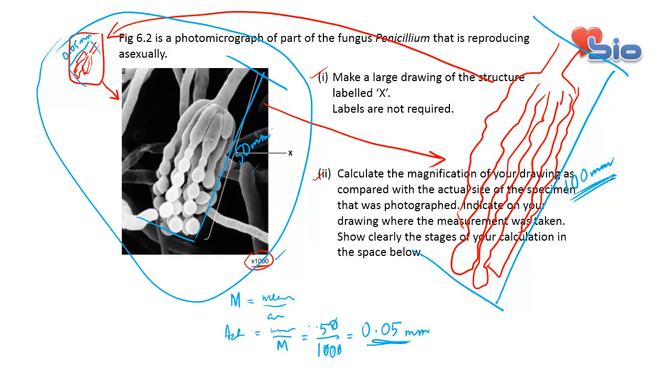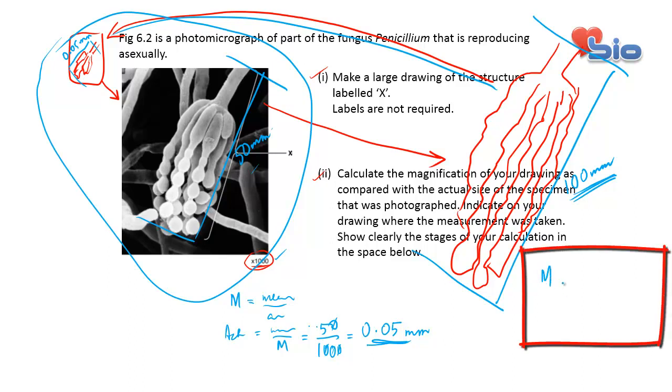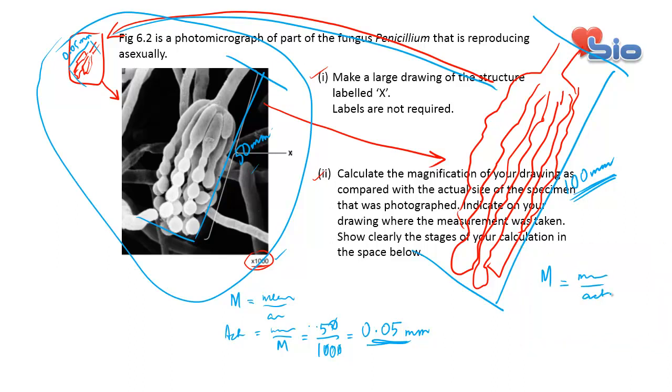You've got to now calculate this magnification, which means the second set of working will be magnification is equal to measured upon actual. This time, remember, measured is 100 and actual is of the original object, which is 0.05, which gives us 2000, or our magnification is times 2000. That is the magnification of our drawing as compared with the actual size of the specimen. I hope you've got that.